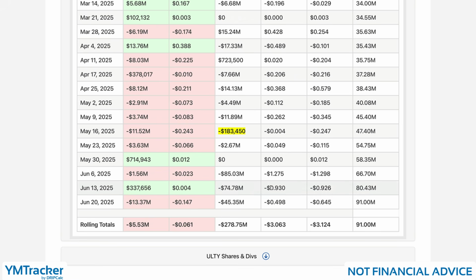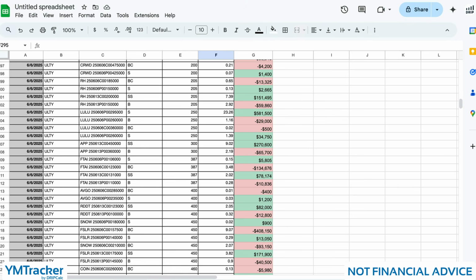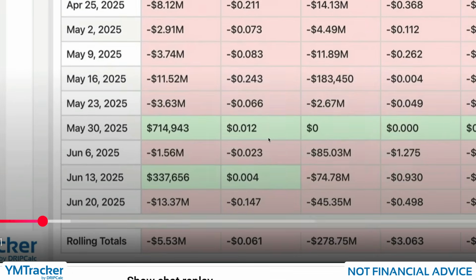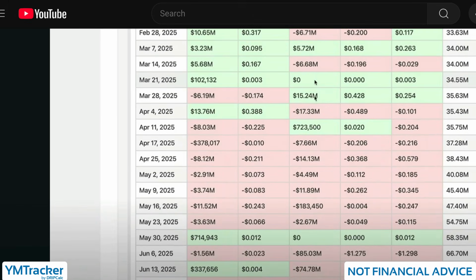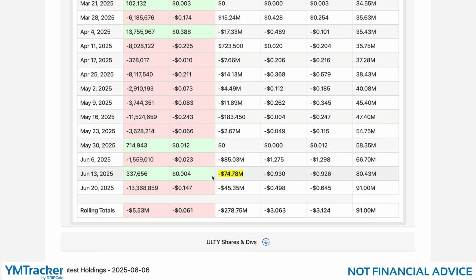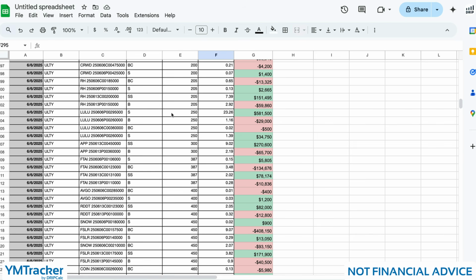Let's go back here, 85.03. It's a negative, and then the next cycle 74.78. Okay, so I just paused the video where it basically shows this table. So I didn't change any numbers. We can see here 74.78, 85.03. Okay, let's jump into this.